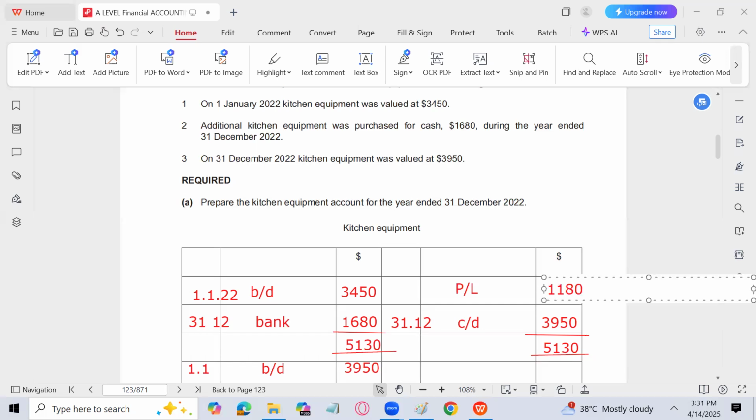1180 is the depreciation on kitchen equipment by the revaluation method, because on small assets we record depreciation through the revaluation method according to the materiality concept, that small assets are recorded as an expense rather than as an asset. Okay, now let's move forward.